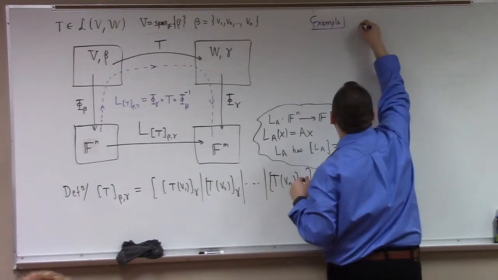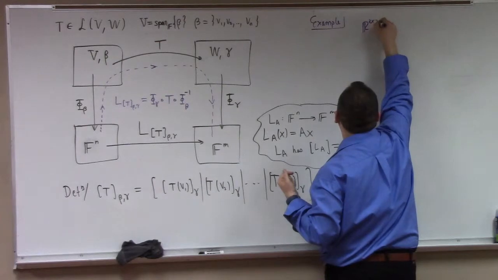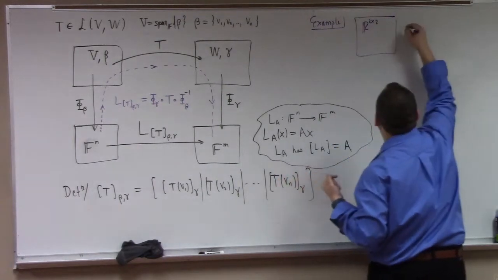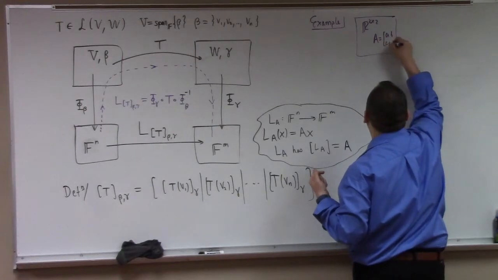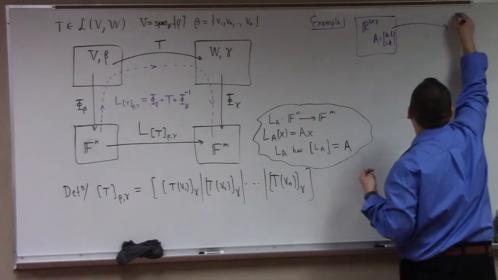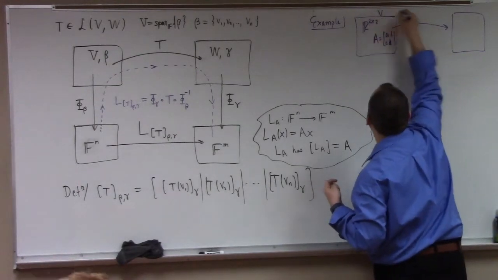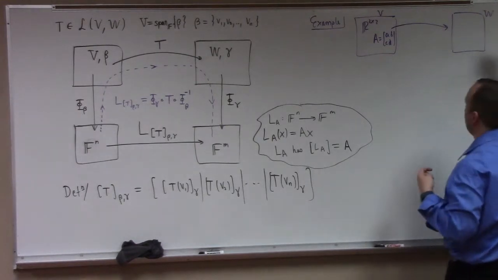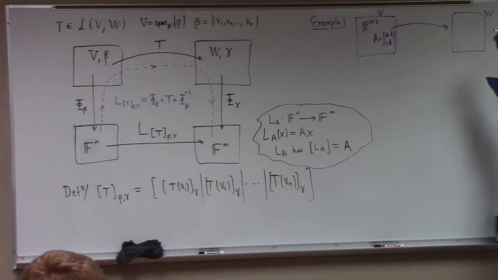If I go, say, from, let's pick something relatively simple, like R 2 by 2, right? And so I take a matrix here, let's say A, B, C, D, right? And where do you guys want to go to? You pick it. What do you want W to be? Where do you want me to go?